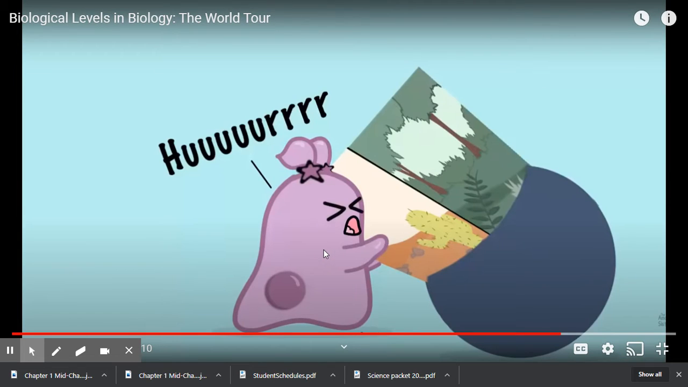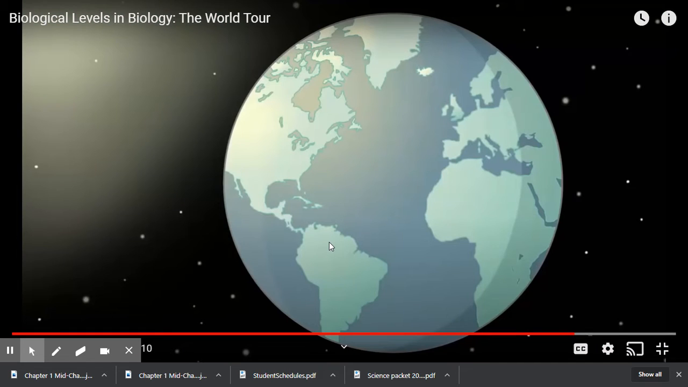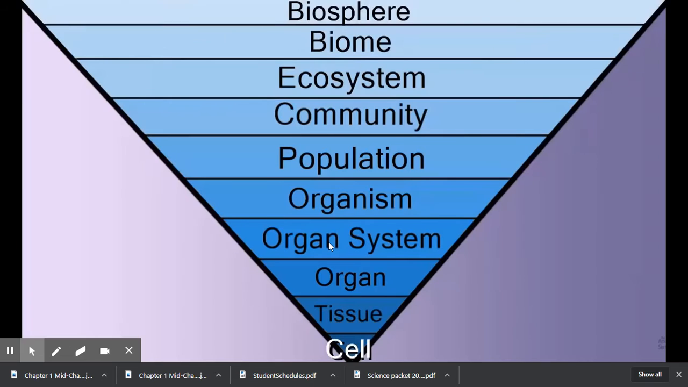Now, what happens when you put all the biomes together? Well, now you are talking about the level of the biosphere. The biosphere includes anywhere on our planet where life is supported. It is the sum of all of the biomes, all the areas where organisms live.